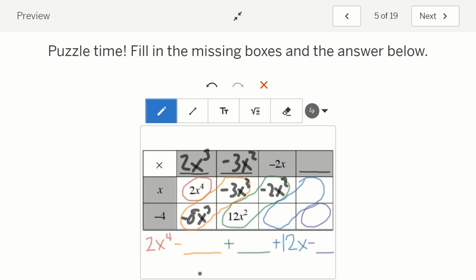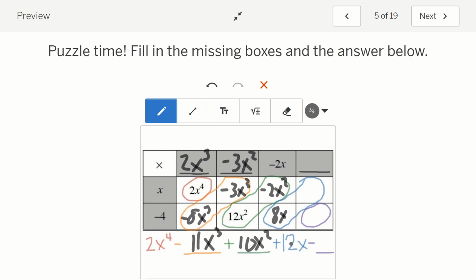Negative 2x times negative 4 would give me 8x. All right, so let's fill in some stuff down at the bottom because this seems like it's coming up on a dead end, at least at the moment. So negative 8x plus negative 3x is negative 11. Sorry, that's x to the third. Didn't say it right. Negative 11x to the third. 12x squared minus 2x squared would be 10x squared.